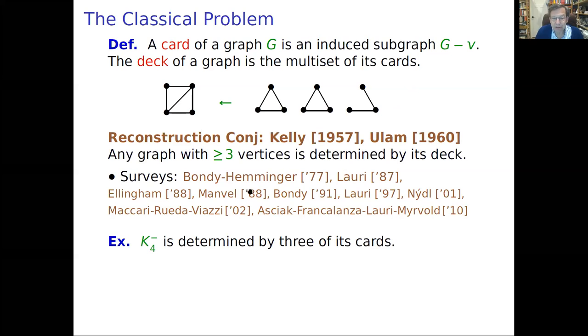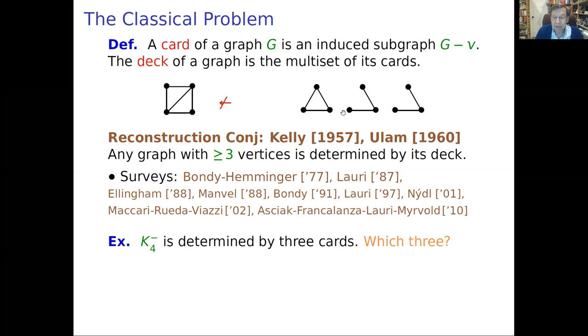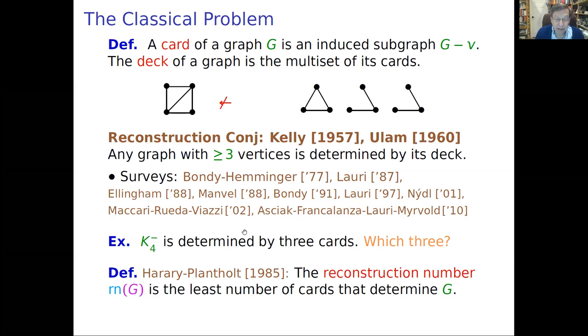In the example that I've given you, to reconstruct this graph, I only used these three cards. I didn't need the second card, isomorphic to a path. On the other hand, it matters which three cards I used, because if I use these three instead, it does not determine this graph. There's another graph, the triangle with one pendant edge, that has these same three cards in its deck. So this suggests a parameter introduced by Harary and Plantholt in 1985: the reconstruction number of a graph is the least number of cards that we need to determine the graph.